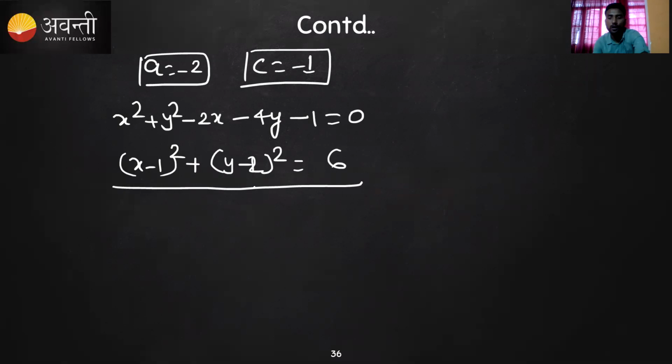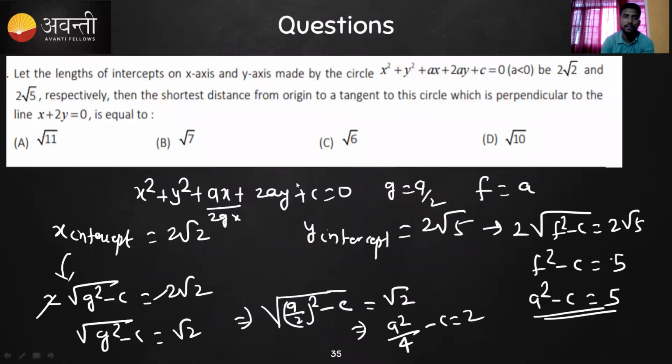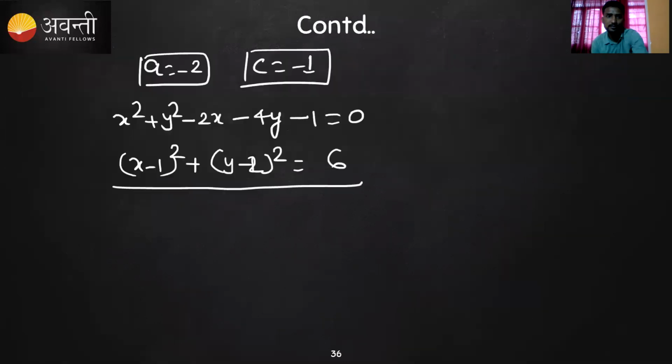So what can you do now? We already have this equation of the circle in the proper form. Now we have to find the shortest distance from the origin to the tangent of this circle, which is perpendicular to the line A. Okay, so we have to find the tangent to this circle and the shortest distance now.